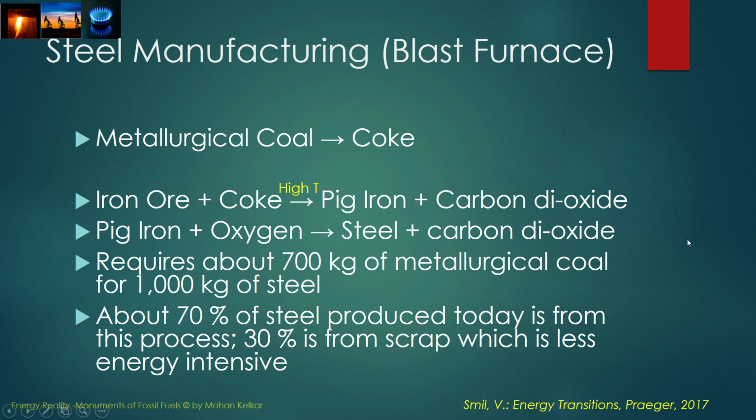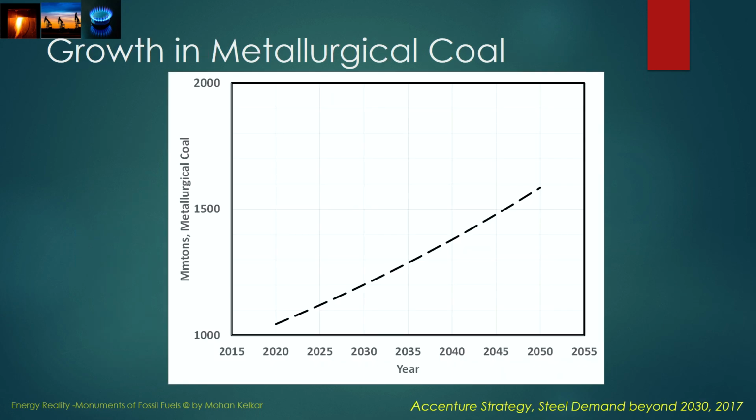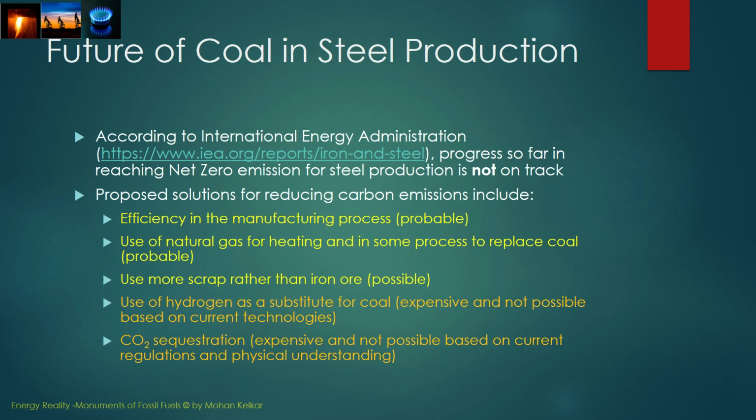About 70% of the steel produced today is made using this process, and about another 30% is produced using scrap metal, which is less energy intensive. Because of the growth in steel manufacturing, there is also going to be a growth in metallurgical coal. It is expected by 2050 about 1,500 million tons of metallurgical coal will be needed, which will be about 14% of the total coal production. About 8% of the total CO2 emission comes from the steel manufacturing.